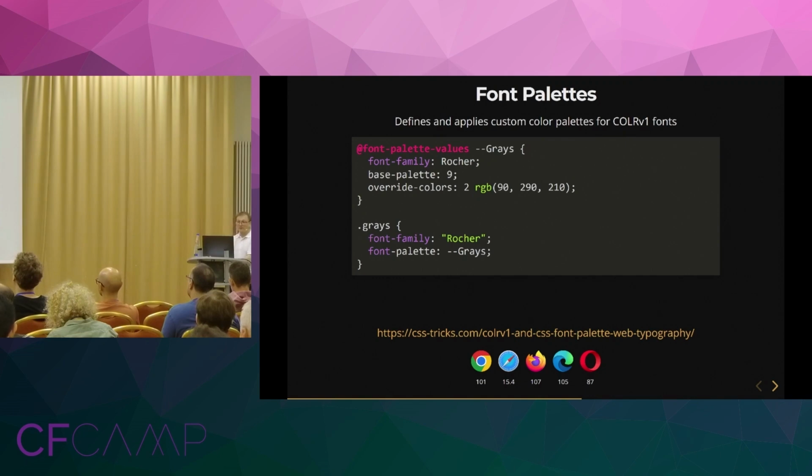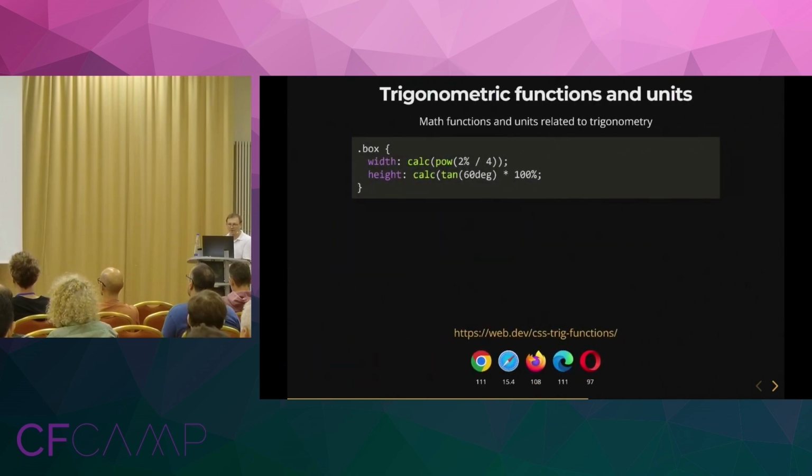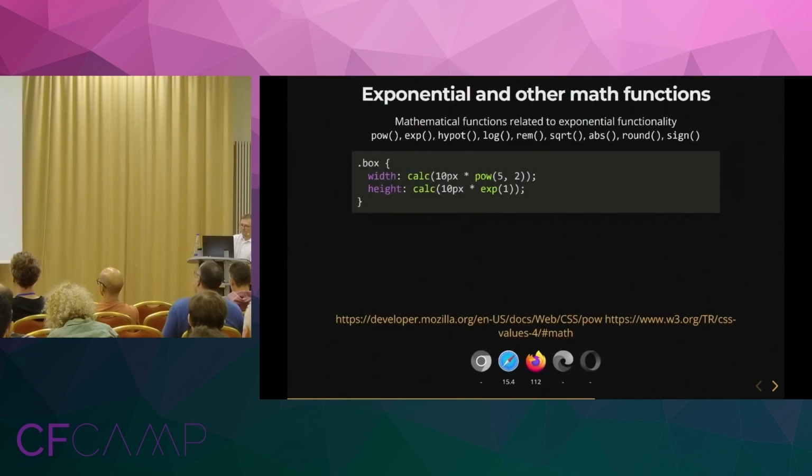You can now have color fonts. There's a new standard that allows you to have colored fonts, and you can even define the color palette for the different fonts, which I have here. Very cool feature. You have different math functions and trigonometric functions like tan, sinus, cosinus, and so on. Here, more math functions. Here, square roots, absolute, round, and whatnot. You have all the different math functions now available within CSS.